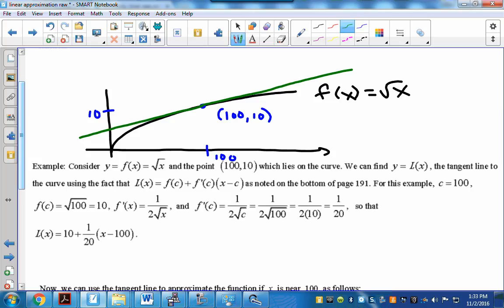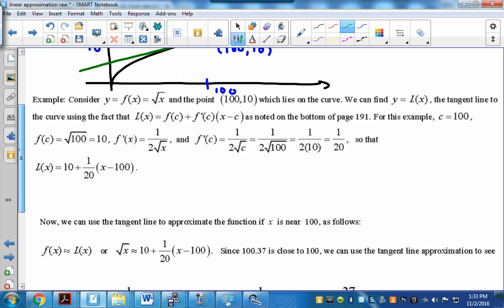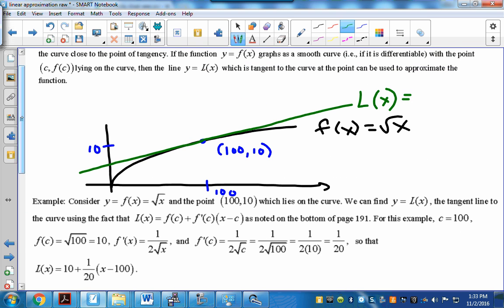We're going to come up with the equation of the tangent line in just a minute, right? And then use the line to approximate the square root of things. Like we were supposed to use the square root of 100.37. Okay. So first, let's get the tangent line. Here's the equation of the line again. We need the y-coordinate, which is 10. We need the slope of this green line, which isn't hard to do.